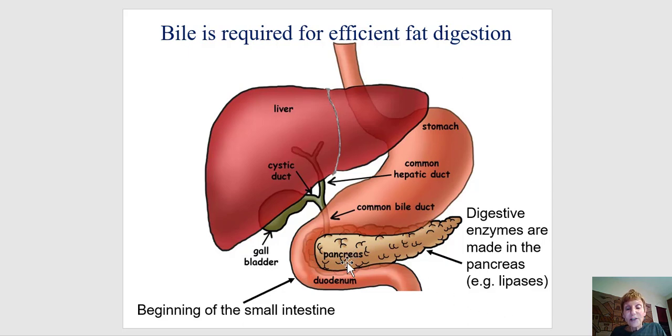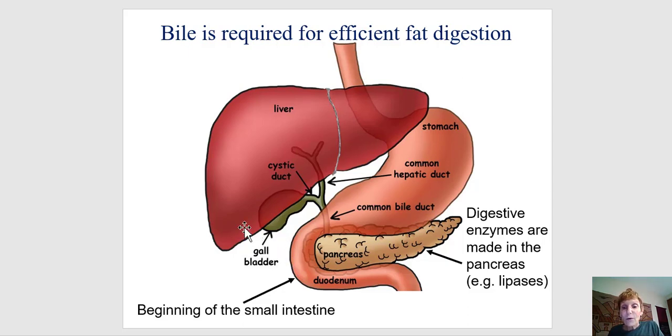Now, one of those digestive enzymes, the one that's going to break down fats, is called lipase. Okay, it breaks down lipids. So the pancreas is going to send the lipases into the beginning of the small intestine, waiting for the fats to come down. But those fat droplets, unless they've been broken up and dissolved, the lipases can't get at them. And that's the job of bile.